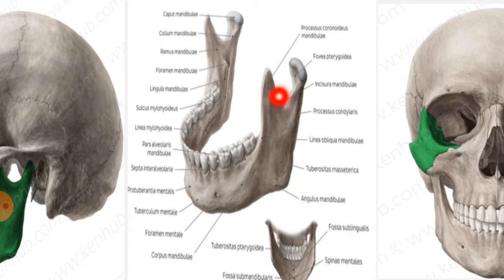This is the coronoid process. This is the condyle of your mandible, and this basically joins or articulates with the mandibular fossa, which is the part of the temporal bone, and forms a TMJ joint, which is the only movable joint in your skull.